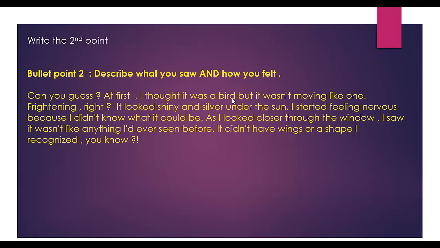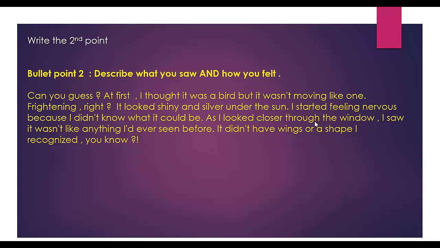I thought it was a bird, but it wasn't moving like one. Frightening, right? This is an excellent sense of informal register and a great sense of audience. It looked shiny and silver under the sun. This is a description of the bird or the thing that he saw. In the next part of the paragraph, he will explain how he felt. I started feeling nervous because I didn't know what it could be.